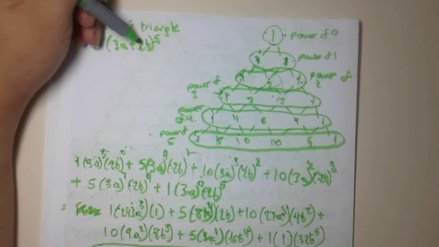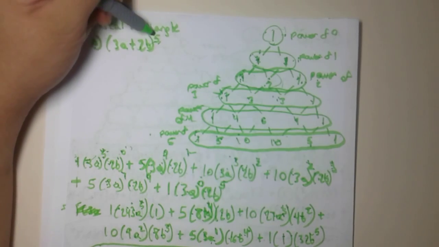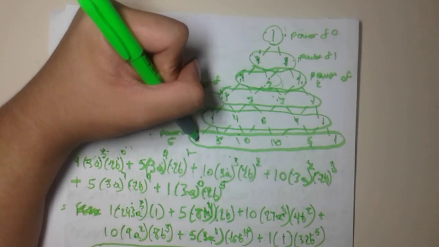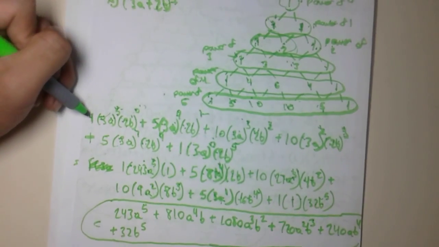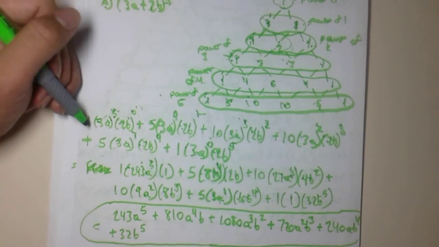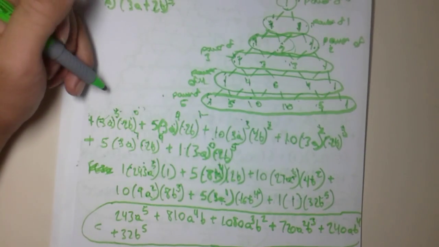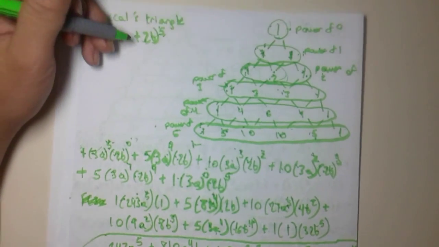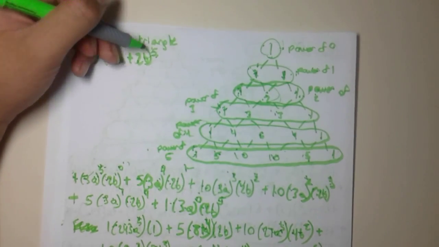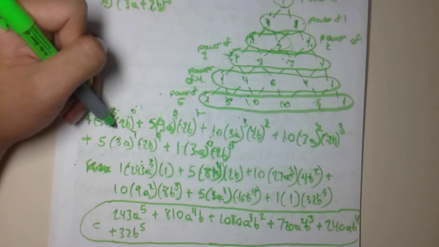In this question, we want to find binomials to the power of 5, so we use these coefficients: 1, 5, 10, 10, 5, 1. We place these coefficients. We start the first term with the highest power, so the highest power would have to be 5. So 3a to the power of 5.